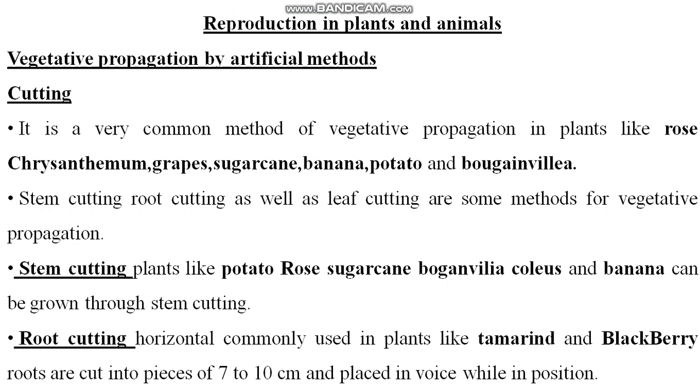Plants like potato, rose, sugarcane, bougainvillea, coleus, and banana can be grown through stem cutting, right? While in root cutting, tamarind and blackberry are plants where root cutting is common. What happens in root cutting is that the roots are cut into pieces of 7 to 10 centimeter and placed in vase while in position. Clear?